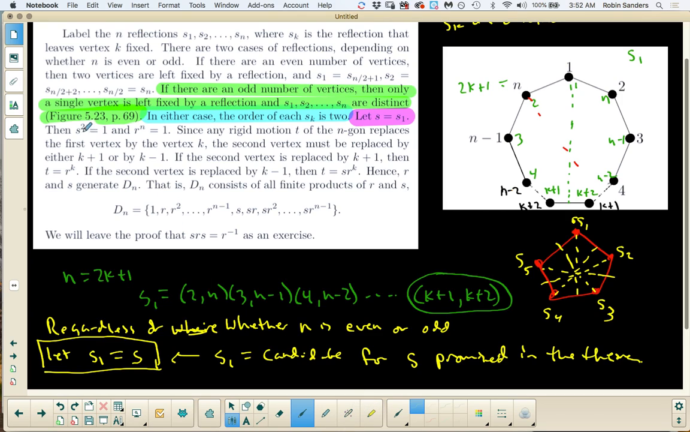And clearly, the order of S is 2, and the R is, as we've already looked at, going to be the R that we've already done. So now we're going to look at where the proof really starts to get peculiar.